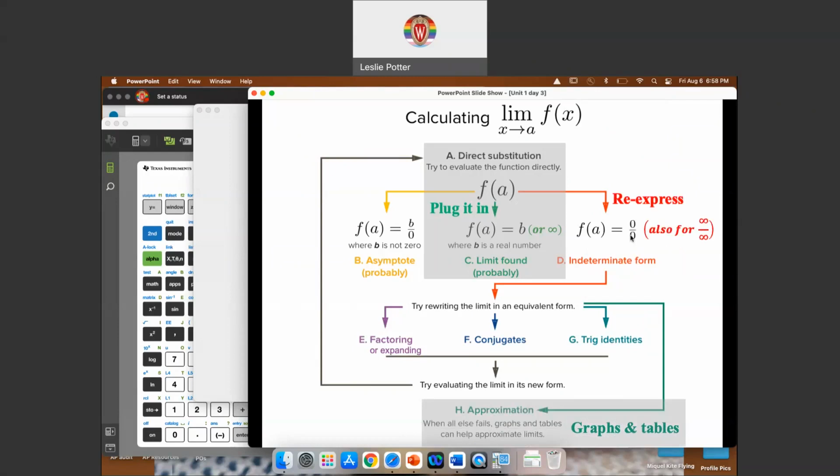If you notice, this is almost exclusively rational expressions, right? This is what we do for rational expressions. And just a caveat here, this is also true for infinity over infinity. We won't run into this too much though, but we will in a later chapter. So this is what we're talking about today, confirming the indeterminate forms. Option D, indeterminate. We have to re-express.